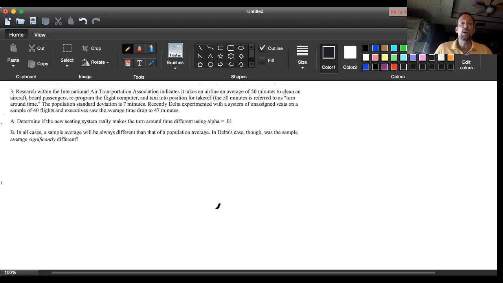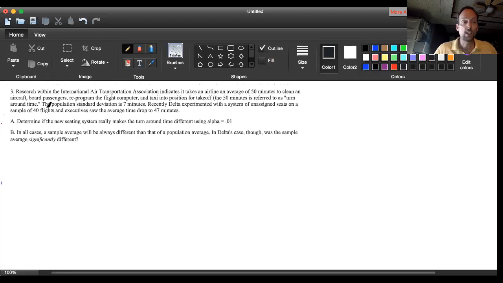Because we're testing a population average, first thing that we're going to think about is, do we do a z-test or do we do a t-test? And I can solve that problem by going ahead and finding my standard deviation. If the standard deviation is from a population, it's going to be a z-test. If the standard deviation came from a sample, it's going to be a t-test.